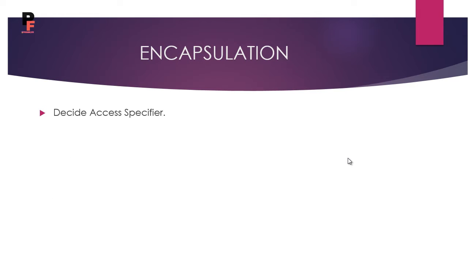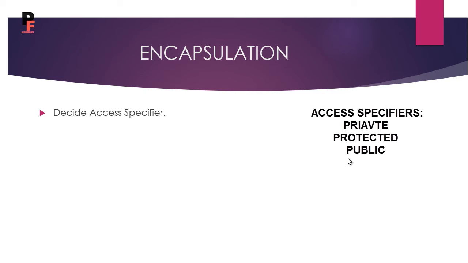Now the first pillar of OOP is encapsulation. What is encapsulation? In encapsulation we decide the access specifiers and what we have to write inside the class, and then we decide which data would be accessible from the user side and which data we have to keep private from the user.